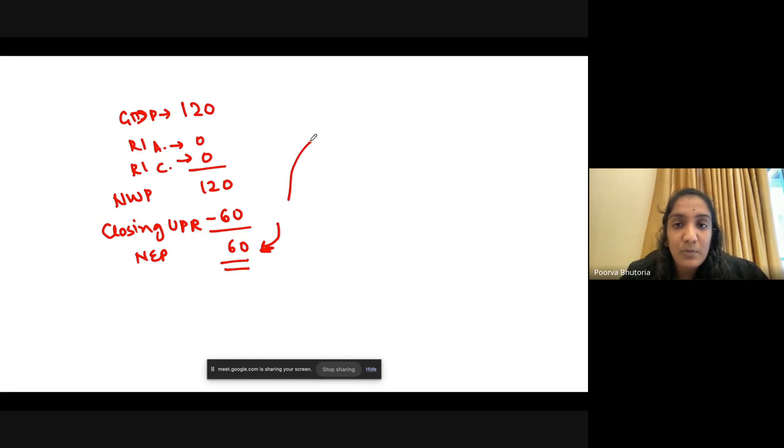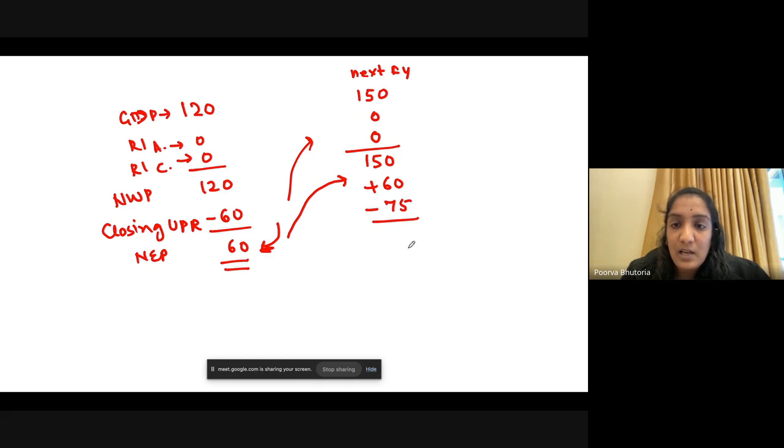Now we go on to the next year. We've written, let's say, another policy of 150 rupees. RI acceptance and cession is again 0 and 0. Our net written premium is 150. Now we'll be earning this 60 rupees in the next financial year. This is the next FY. So I will add that figure here, and assuming this policy of 150, out of this 75 is still unearned.